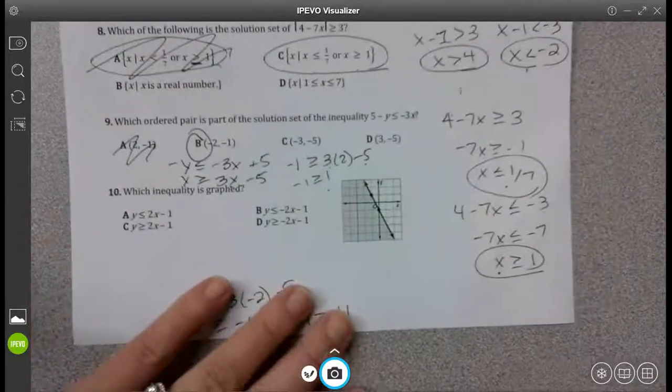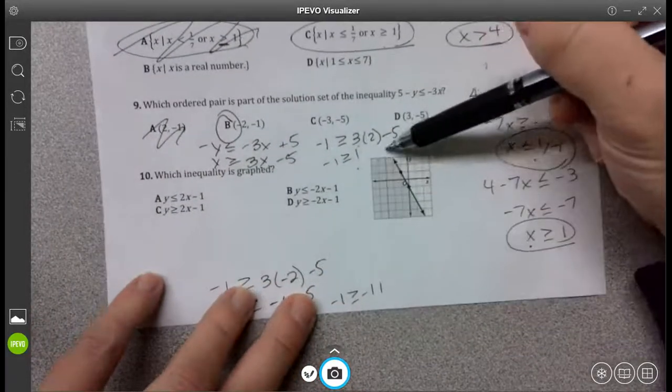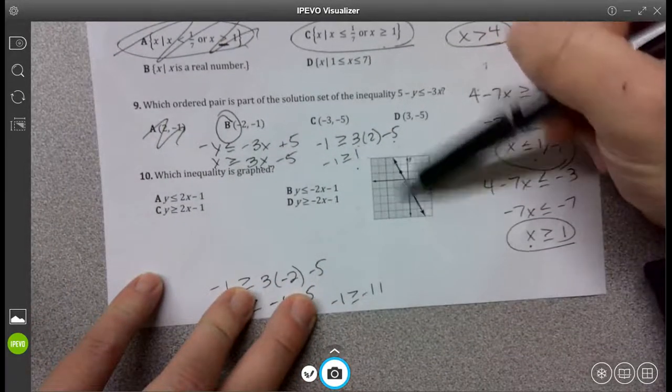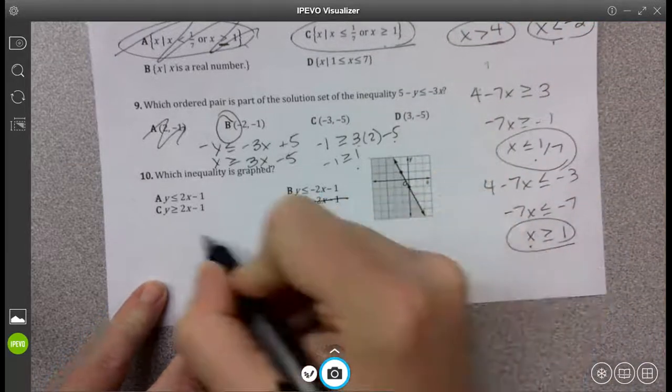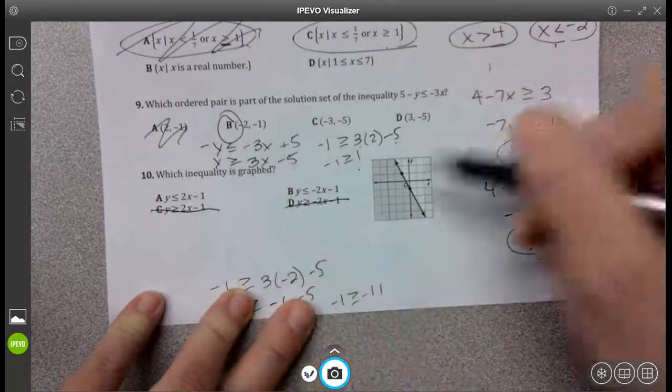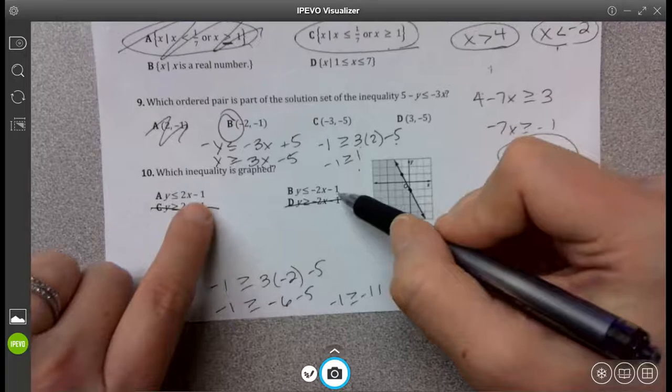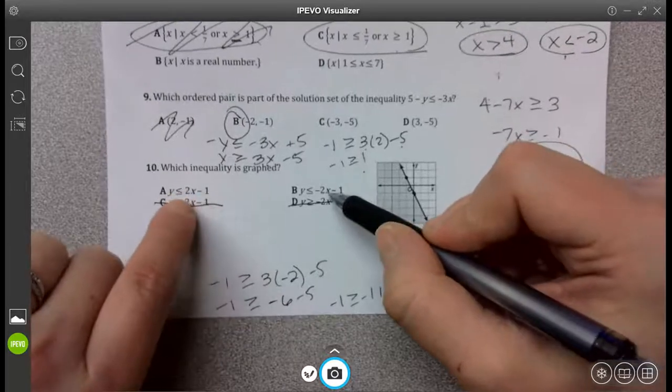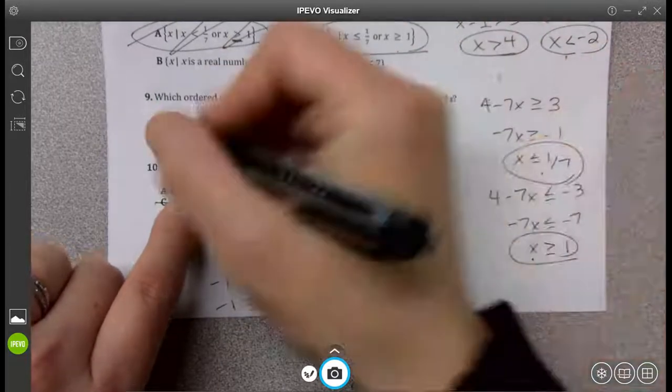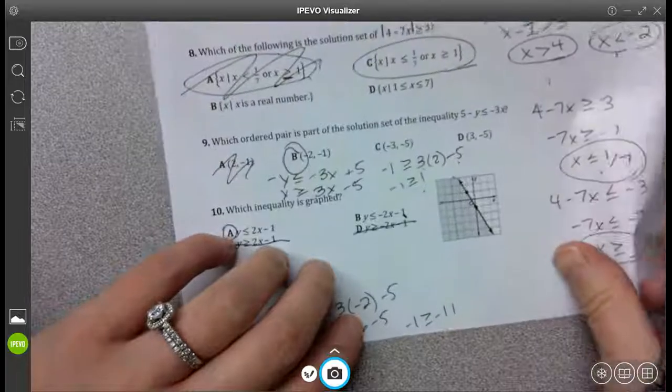Which inequality is graphed? So we know it's a solid line and it's shaded less than. So this is greater than. This is greater than. We also start at negative 1. They both are at negative 1. We also, our slope is negative, so it's going to be A. All right.